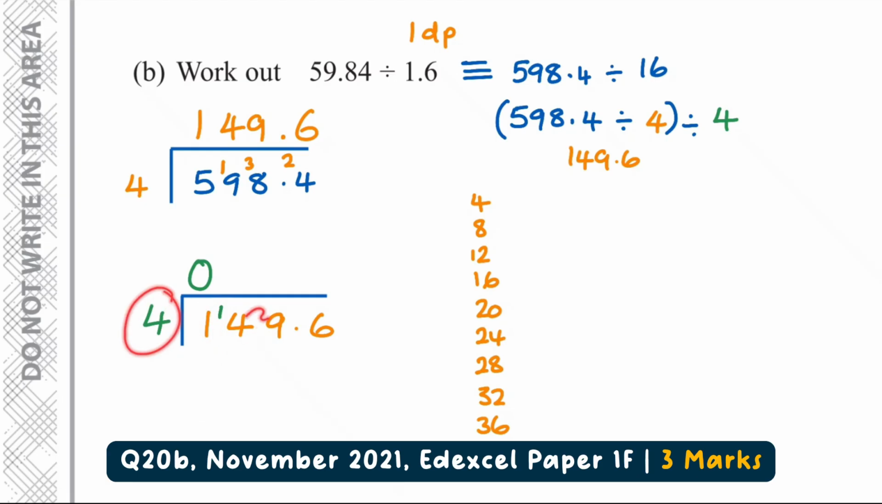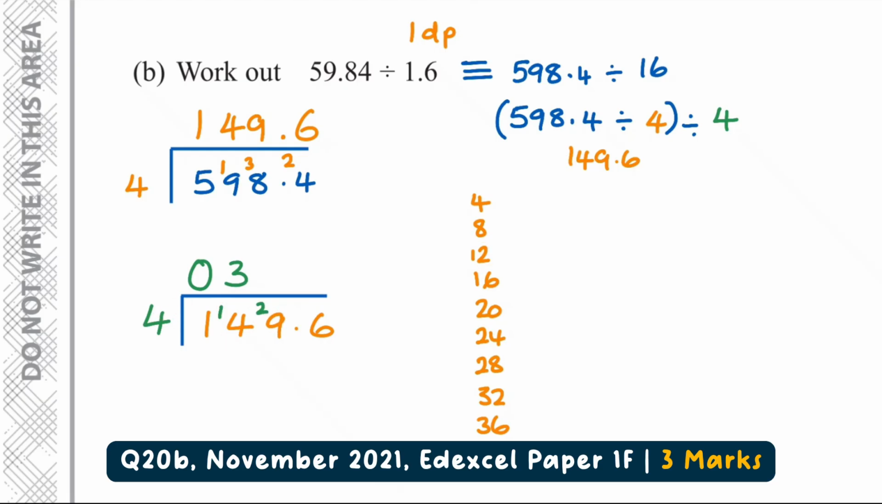So how many 4s in 14? Looking at our list, we don't have 14 on the list, so we need the biggest number before 14, which will be 12, and that's 1, 2, 3. That's 3 lots. So we're going to write 3 at the top of our bus stop. And if we're going from 12 to 14, that means we have 2 to carry over. So we're going to carry 2 to the next digit.